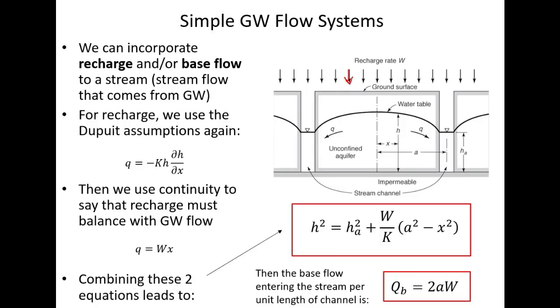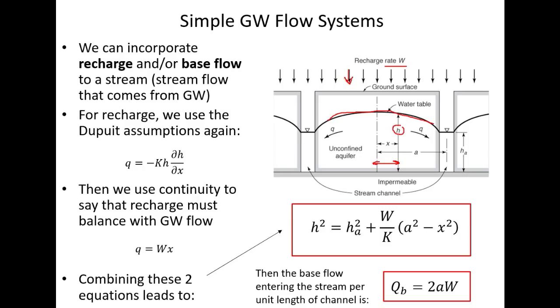So if this is unconfined, again, we use the Dupuit assumption. So we can start right off by saying that the Q is a function of x and h, because the h here varies with x, because this surface is curved on top. So we use continuity to say that the recharge must balance with the groundwater flow. So the recharge here is W, the recharge rate, times x.